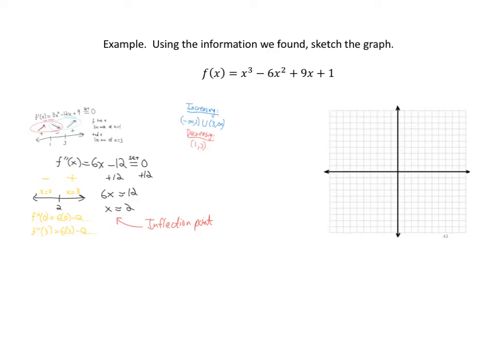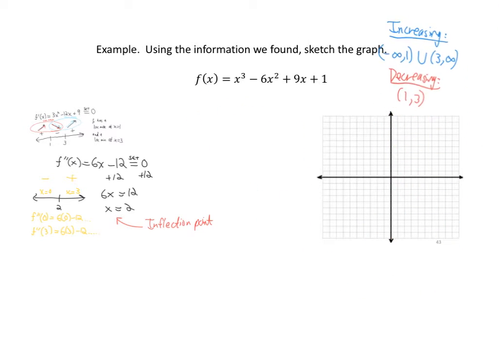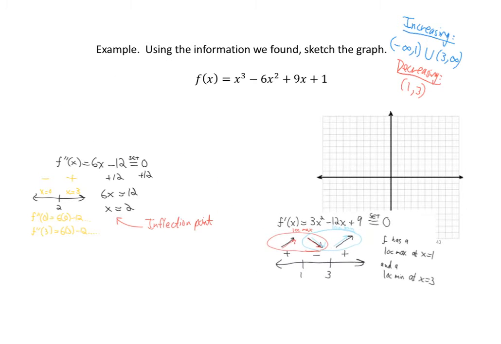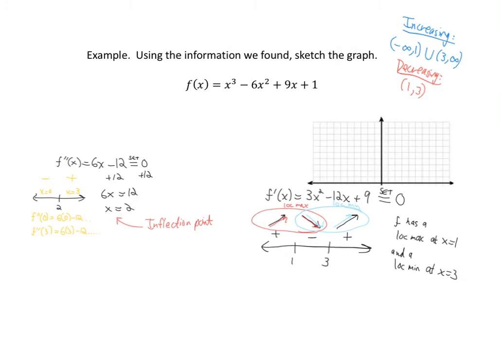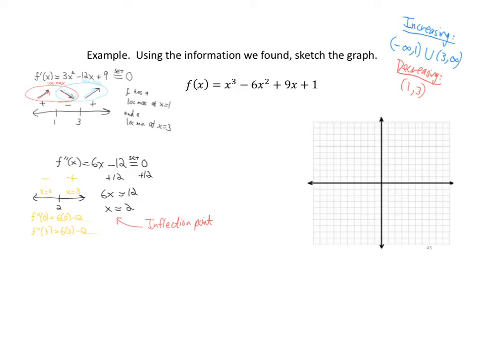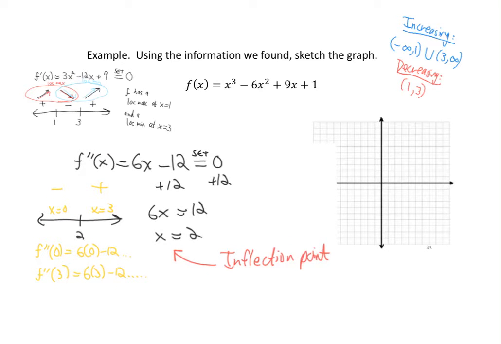So we remember that the function is increasing on the intervals from negative infinity to 1 and from 3 to infinity, decreasing from 1 to 3. We also figure out that we have a local max at 1 and a local min at 3. So that will be helpful information. And we just figured out that there's an inflection point when x equals 2.